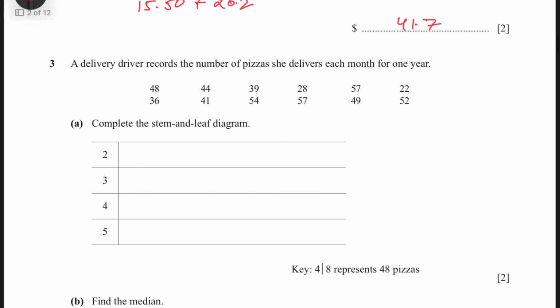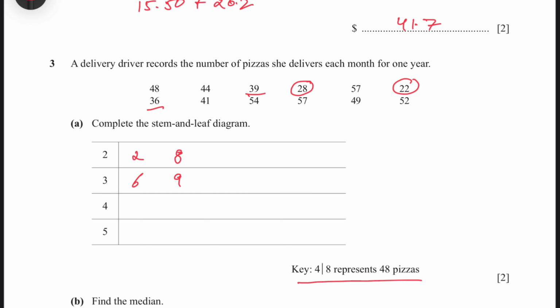Okay. Now the third one. A delivery driver records the number of pizzas she delivers each month after 1 year. They have given you this data. Complete the stem and leaf diagram. As we can see, this is the key where 48 represents 48 pizzas. First of all, starting with the 20s, we are going to mark all the 20s. We can see here 28, 22. So we write 22 first and then 28. Then in the 30s we have 36, 39. That's it. So 36 and 39.